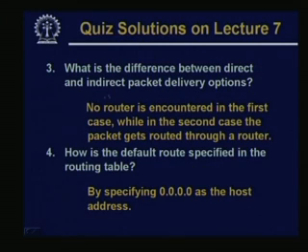What is the difference between direct and indirect packet delivery? In direct packet delivery, no router is encountered in between, but in indirect, the packet may have to go through intermediate routers. This is the difference. How is the default route specified in the routing table? By specifying the address as 0.0.0.0. That will mean default.